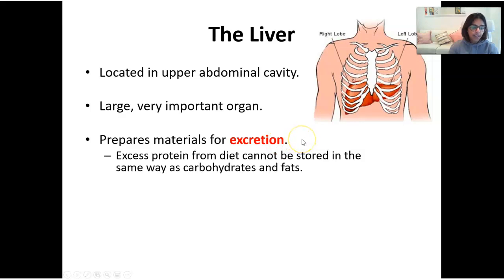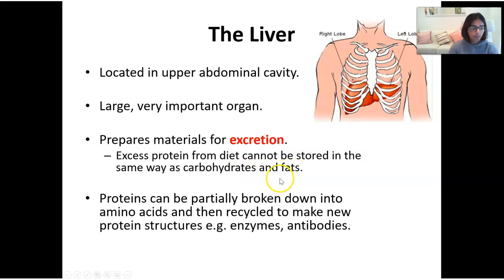We know that excess amino acids cannot be stored in the body. So any protein that we do not use to form other proteins cannot be stored in a similar fashion to carbohydrates or fats. Proteins can be partially broken down into their constituent amino acids, remembering that amino acids are the building blocks of proteins. And these amino acids can then be recycled to make new protein structures, such as enzymes and antibodies.